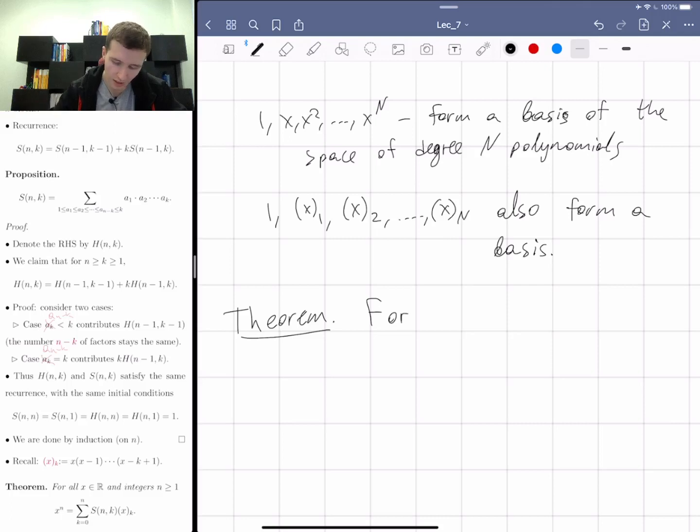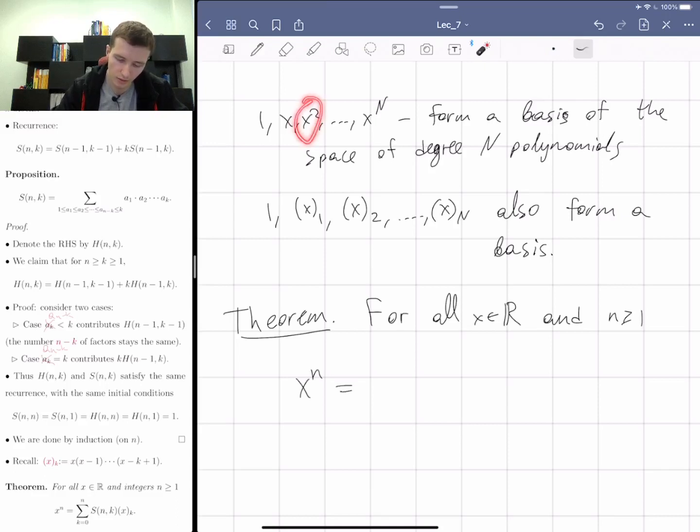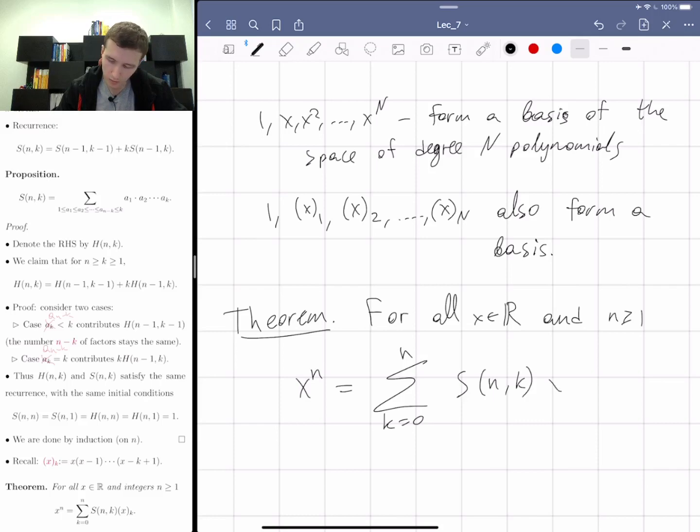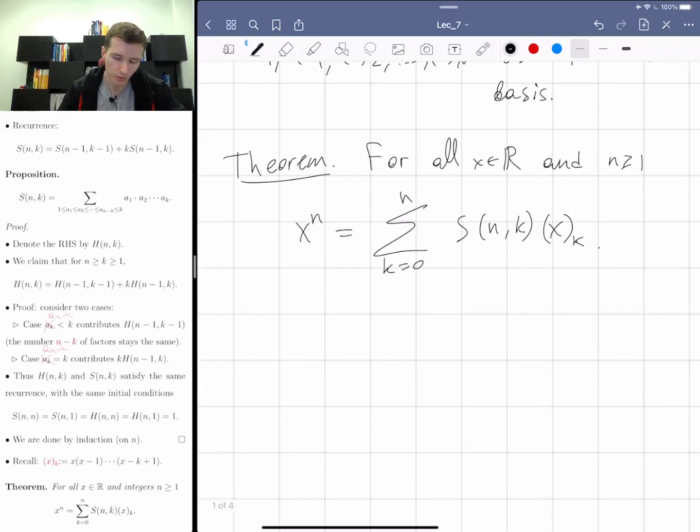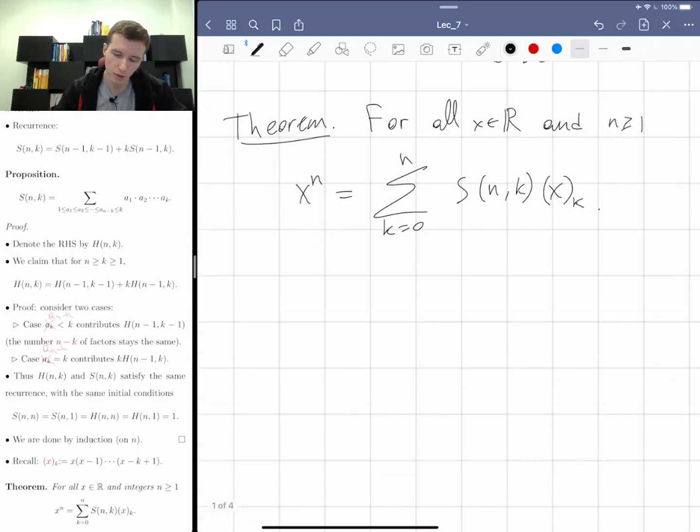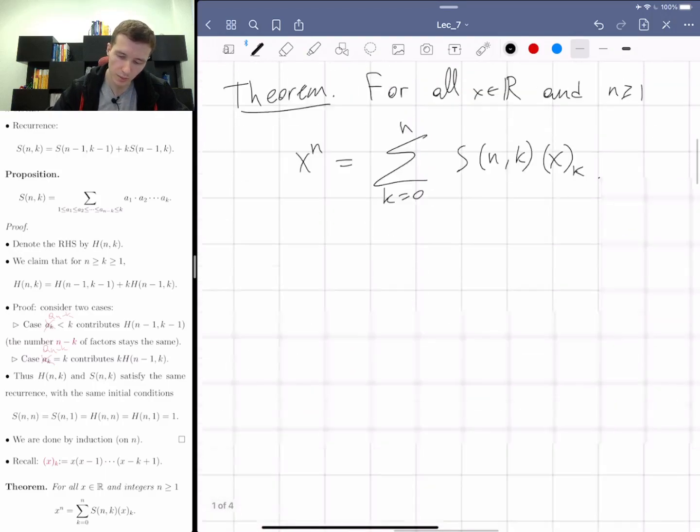So here is the result. For now you can forget all I said and just think of it as an identity involving the Stirling numbers, which I also think is kind of cool. It's a very clean statement. For all real numbers x and all integers n greater or equal to 1, we can expand x to the n in terms of the basis of falling factorials, and the coefficients are literally the Stirling numbers of the second kind. So maybe I should try an example. Yeah, let's try an example. Let's say I take my picture again.